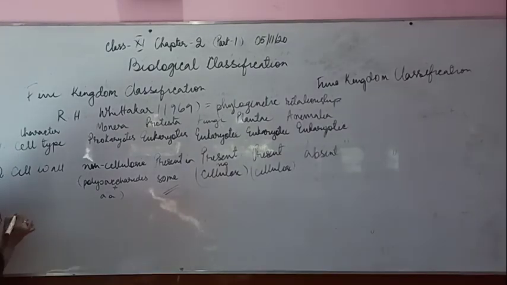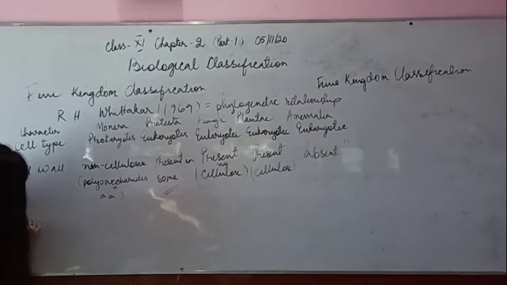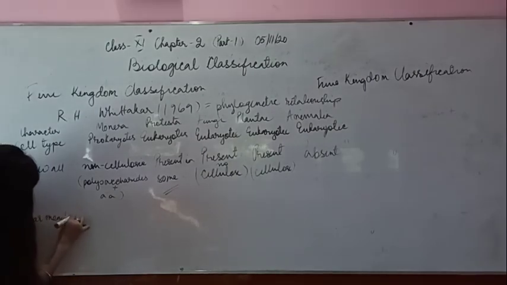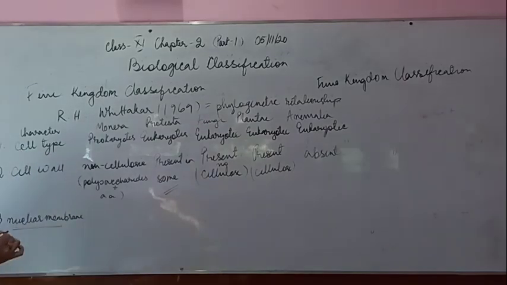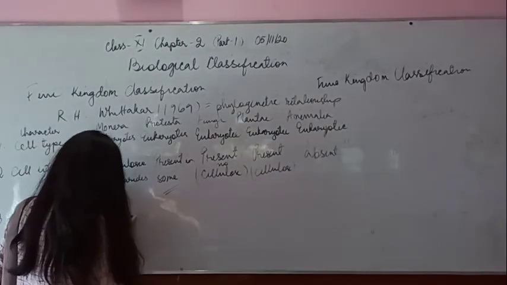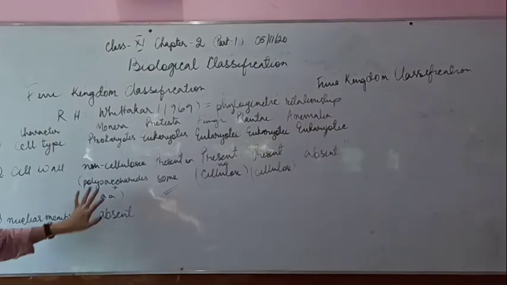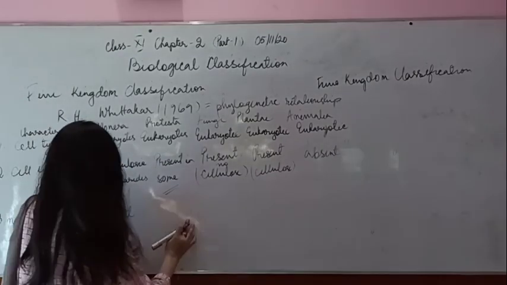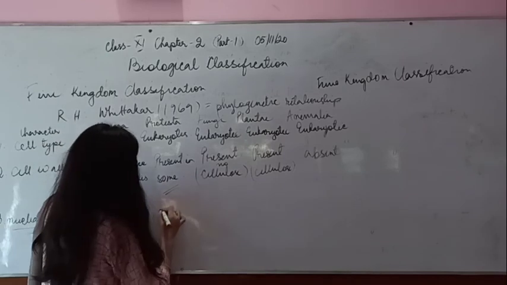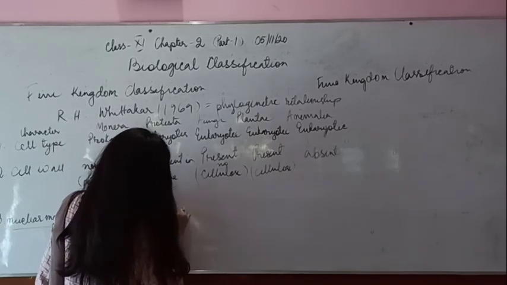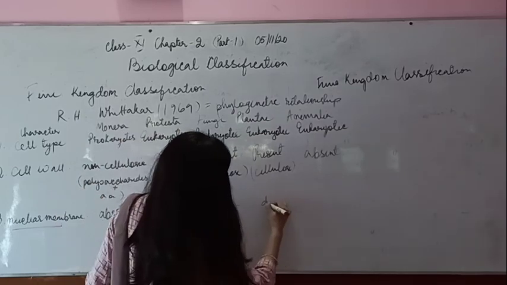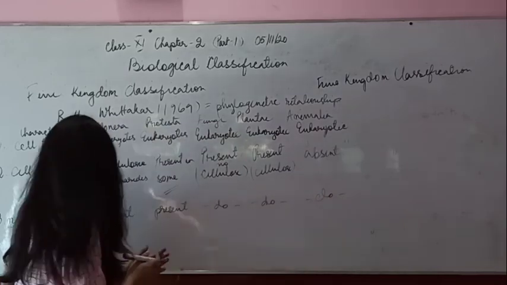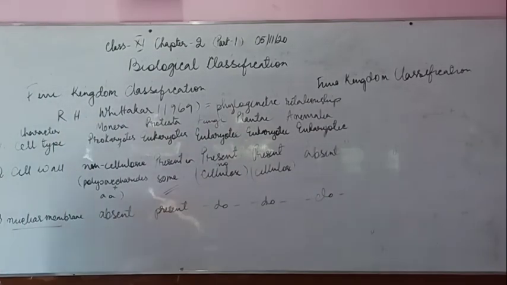Number 3 is the nuclear membrane. The membrane that surrounds the nucleus is called the nuclear membrane. So you can see that the nuclear membrane is entirely absent in case of Monera, because they have prokaryotic cells. We know the definition of prokaryotic cells. But in the remaining kingdoms, the nuclear membrane is present. Higher organisms, except for Monera, have a well-defined nucleus with a nuclear membrane.